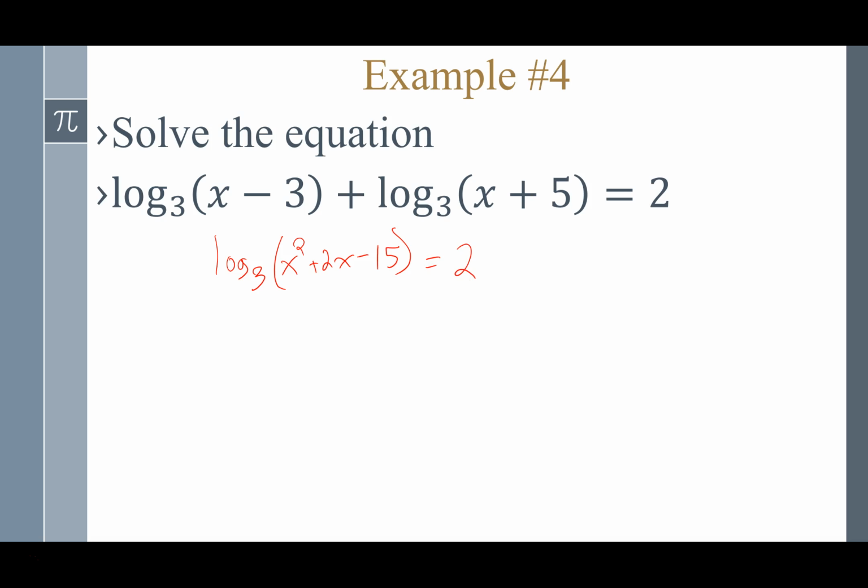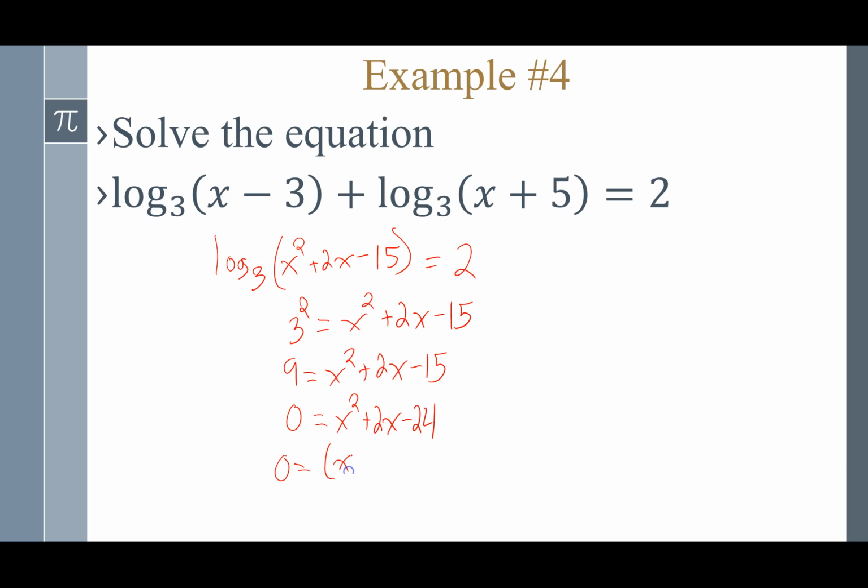Well, since the left-hand side is the logarithm, but the right-hand side is not, we need to use our exponential rule to rewrite this as 3 squared equals x squared plus 2x minus 15. Which means 9 equals x squared plus 2x minus 15. When we subtract the 9, we'll get 0 equals x squared plus 2x minus 24. So when we factor that, we'll have an x plus 6 and an x minus 4. So x equals negative 6 or positive 4.